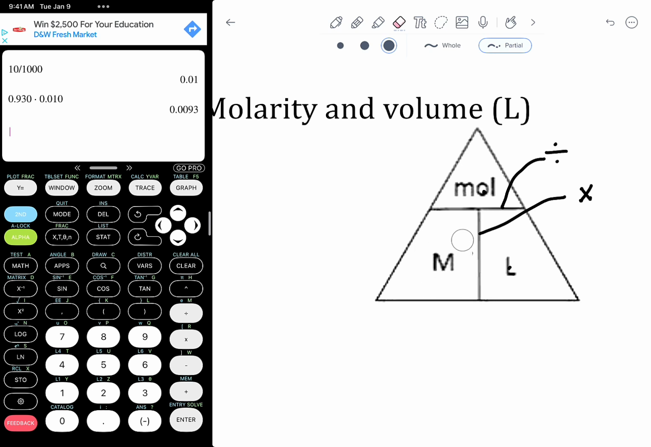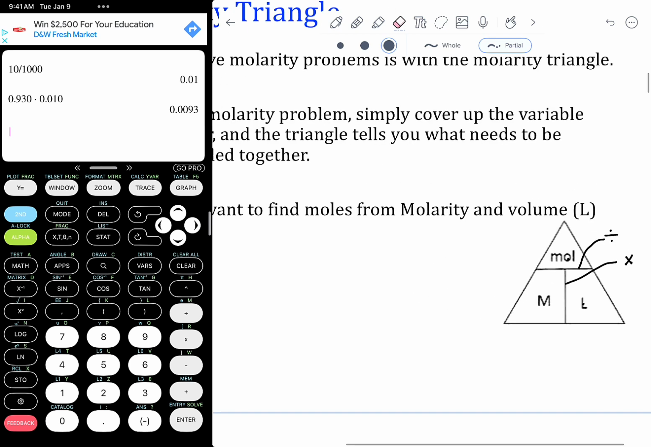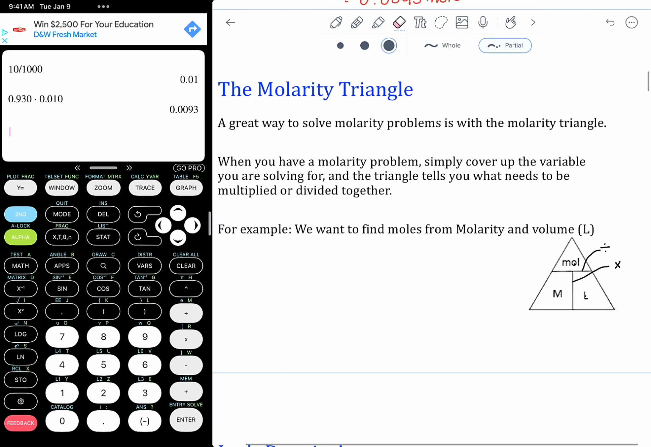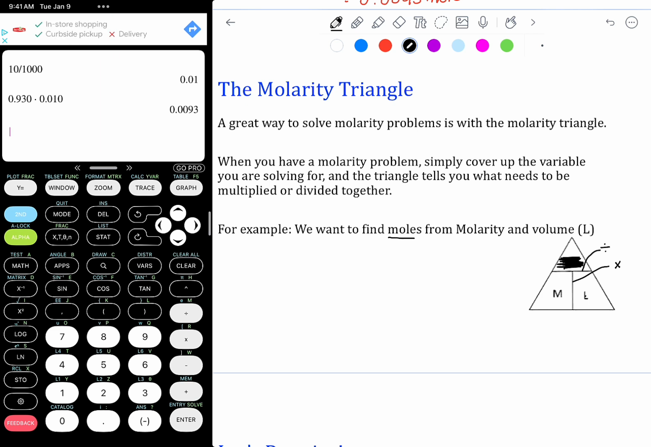The other example I have for you is the one we just did. We want to find moles from molarity and volume. Well, all you do is you cover up the variable that you're solving for. So we're solving for moles. We're going to cover up moles, and that tells us we have to take molarity, multiply it by liters, right? In order to get these two, I had to go through a vertical line, which means multiplication. So I covered up moles, and I now have to take molarity and multiply it by liters.